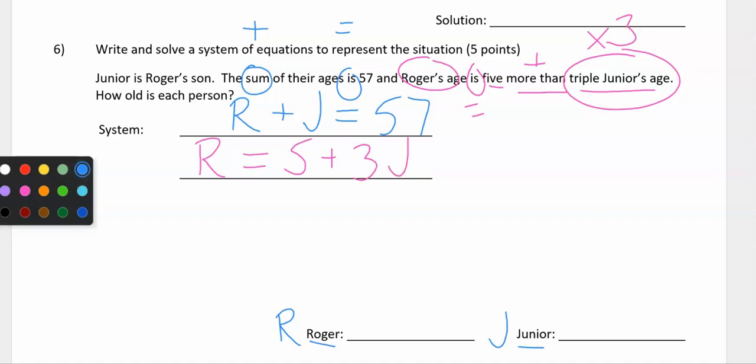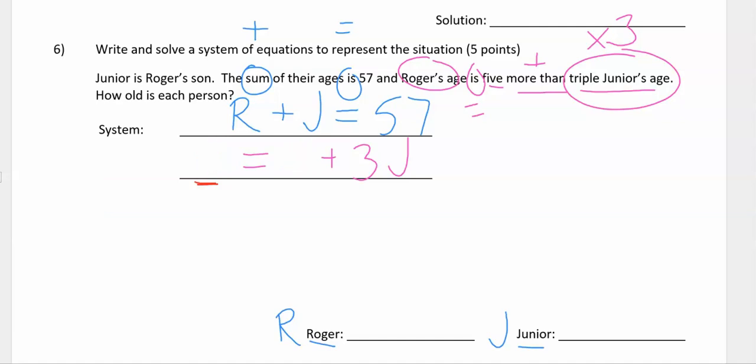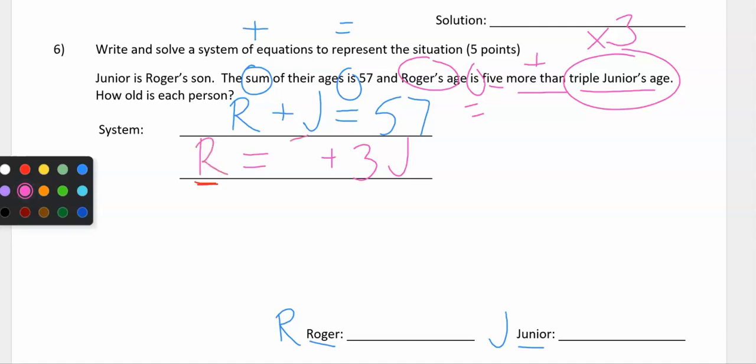Now I just need to solve. You get to decide, do I want to do substitution or elimination? This one is a lot better for substitution because there's a variable by itself. You have r by itself right here. So I'm going to do substitution. Let me fix this too. I feel like my 5 is really sloppy. But r, sorry, that's a 5. R is the same thing as 5 plus 3j.